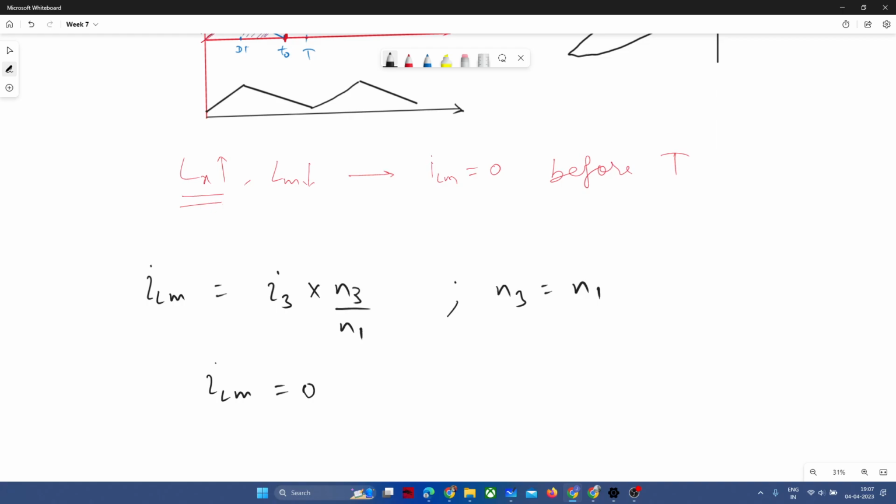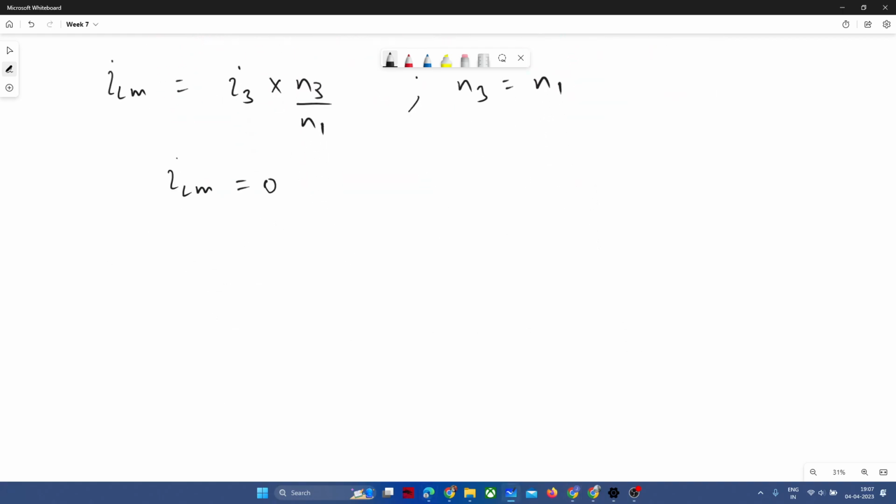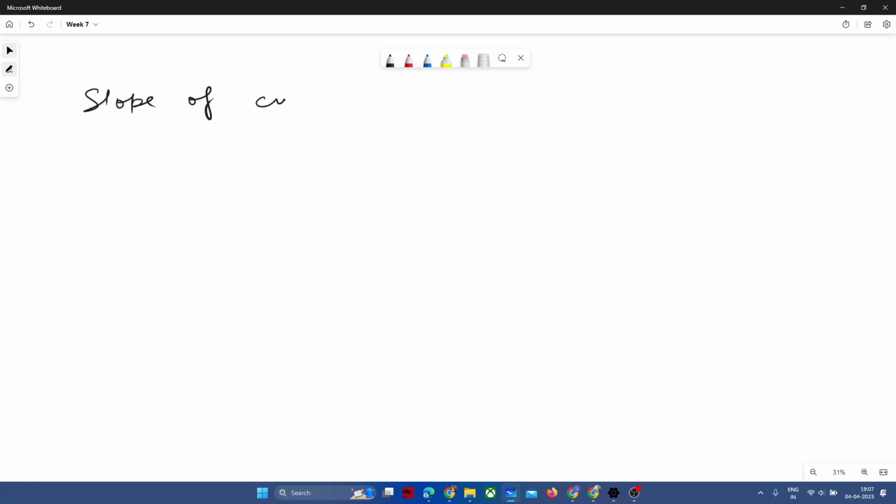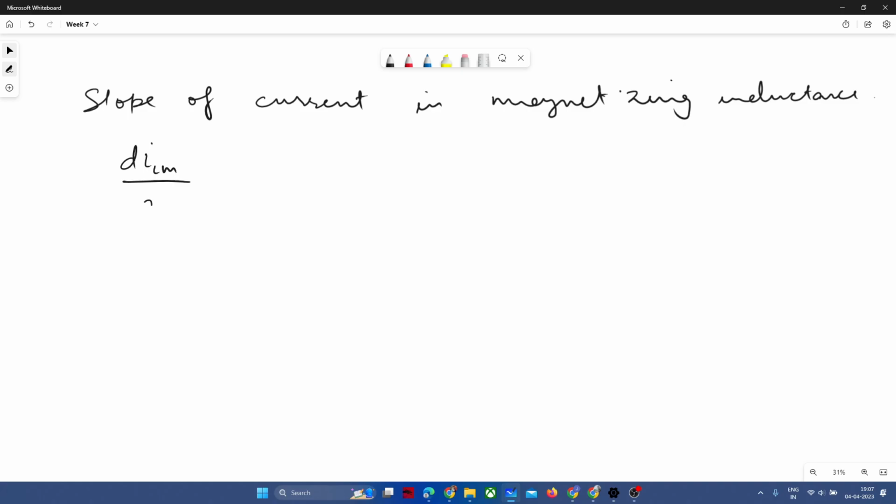So hi, I'm back. Let us start that derivation. We will apply that slope of current in the magnetizing inductance, and we will try to equalize the slope of current in the magnetizing inductance. When the switch was on, dILm by dt was simply Vs by Lm. This can be considered as the first equation.